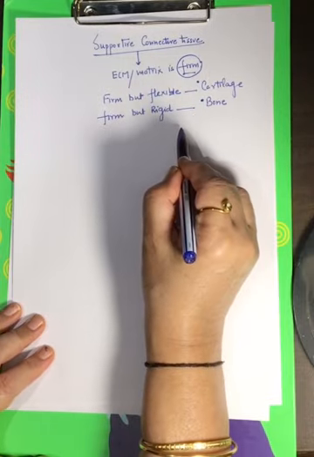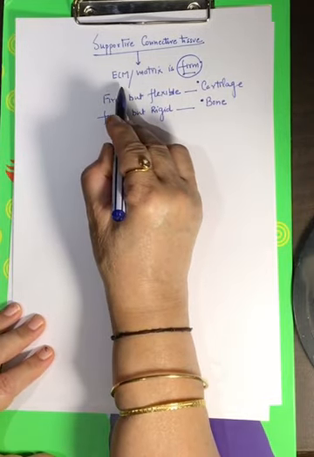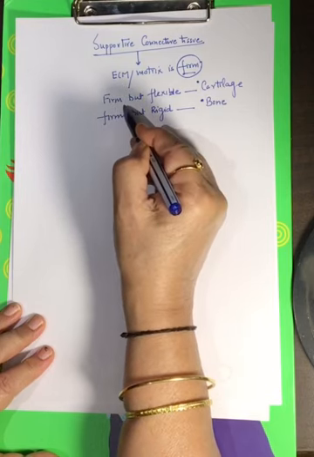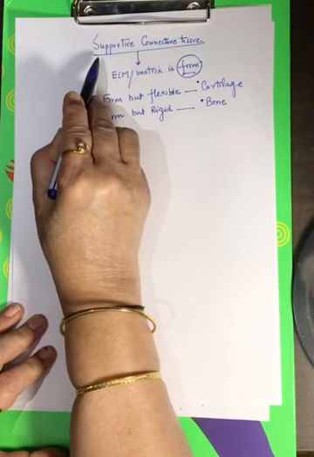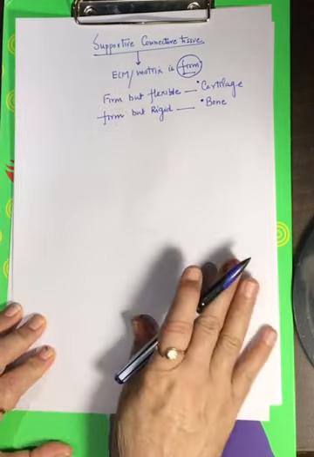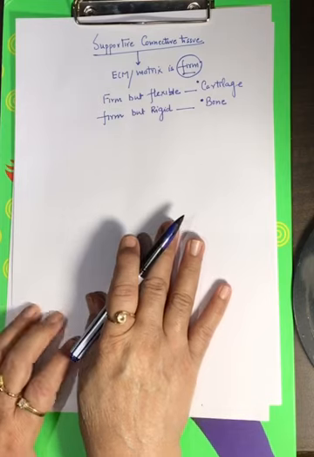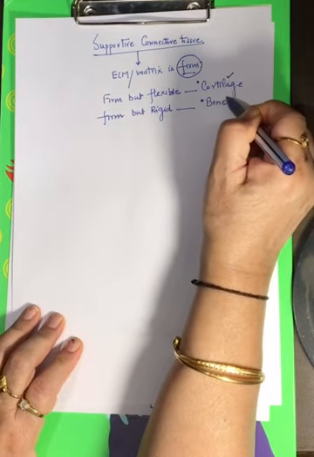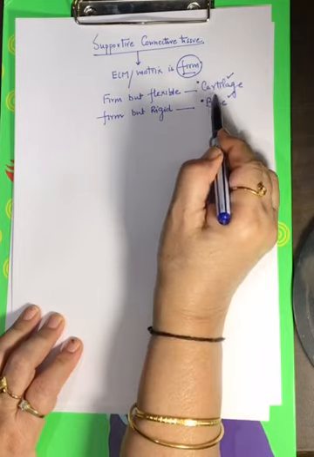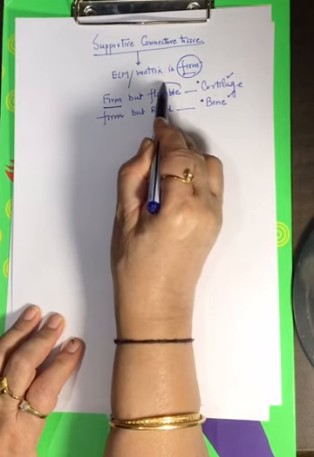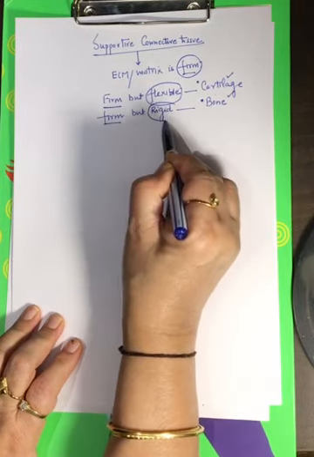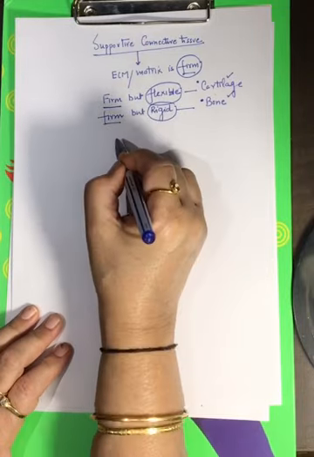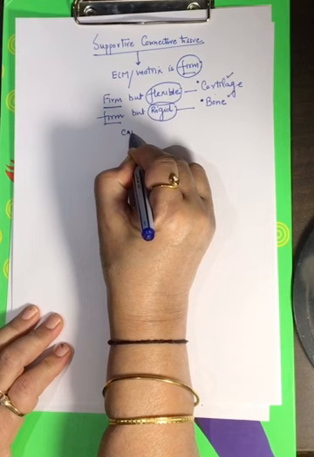We already have done the classification. If the ECM is soft, it is called connective tissue proper. If the ECM is firm, it is called supportive connective tissue. If the ECM is fluid, it is called fluid connective tissue. So here we are going to talk about the supportive connective tissue, and we have two: cartilage and bone. In cartilage, the ECM is firm but flexible. In bone, it is firm but rigid. So in this video, we'll talk about the cartilage.